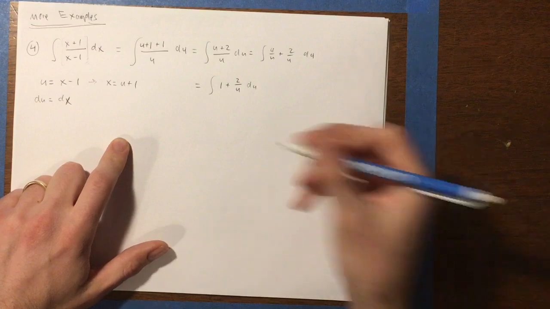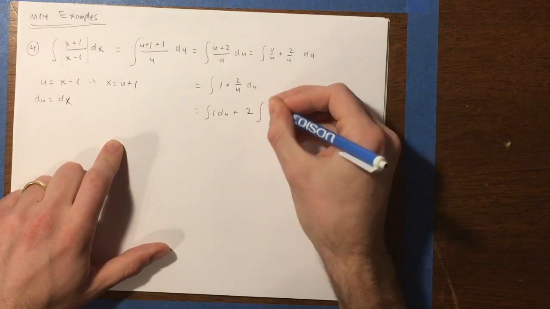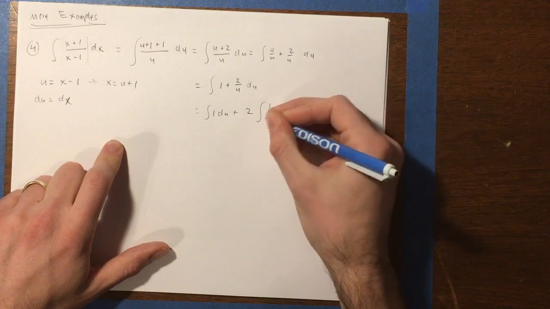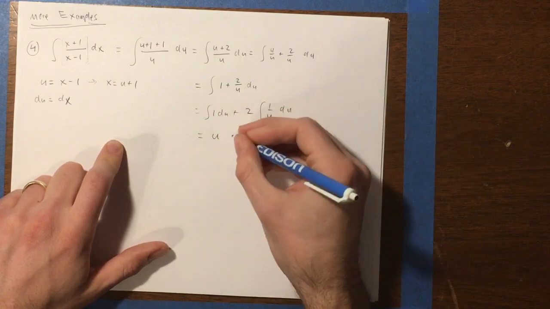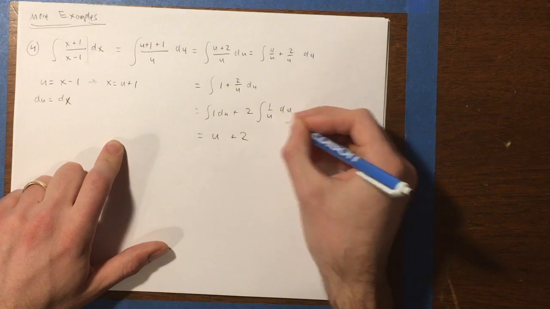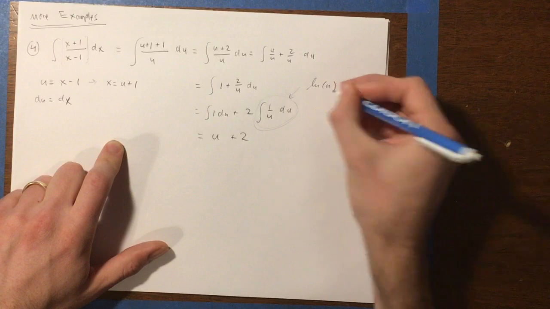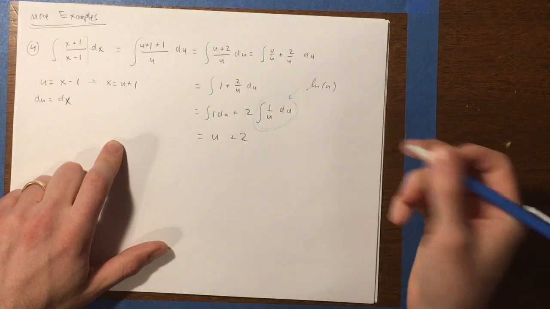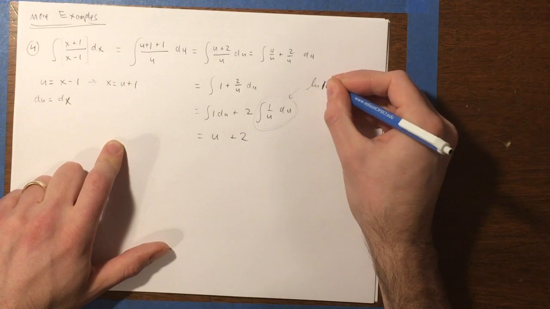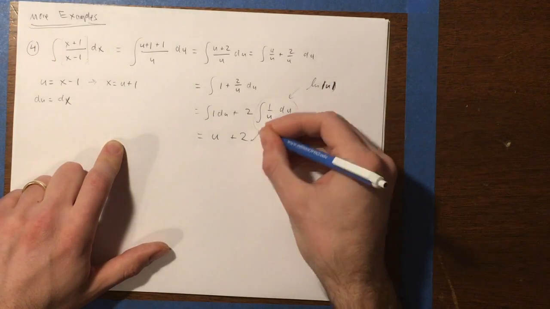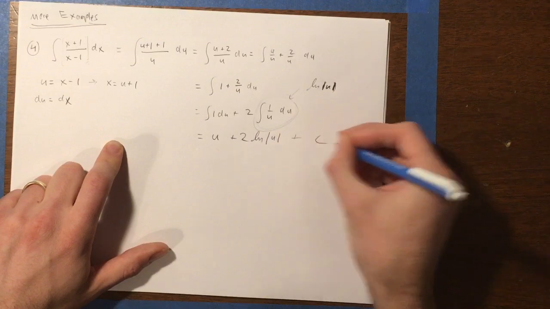Okay, so now let's solve that one. We've got the integral of 1 du plus 2 times the integral of 1 over u du. The integral of 1 is just u. But the integral of 1 over u, you may remember, is the natural log of u, because the derivative of the natural log gives us 1 over u. It's actually the natural log of the absolute value of u, so that negative u values are allowed. So it's u plus 2 times the natural log of the absolute value of u, with a plus c on the end.